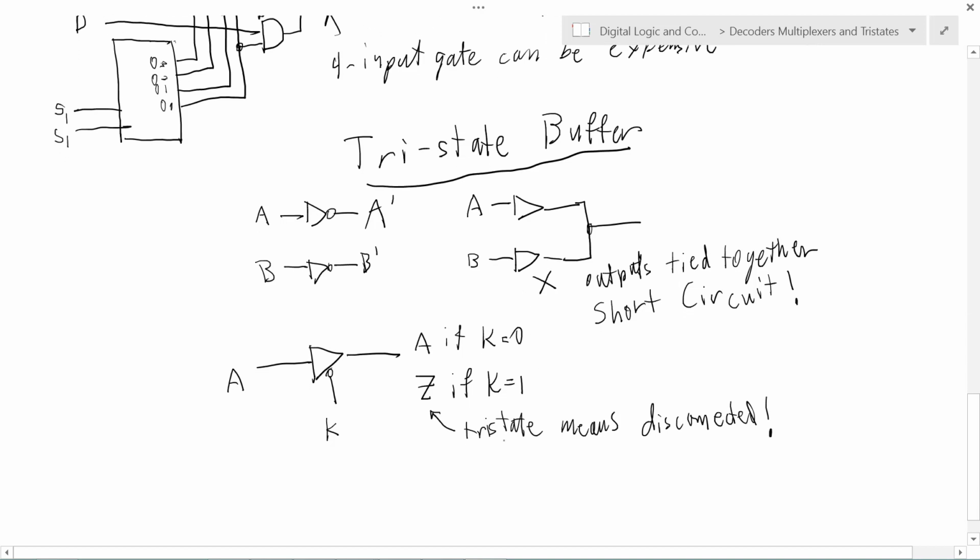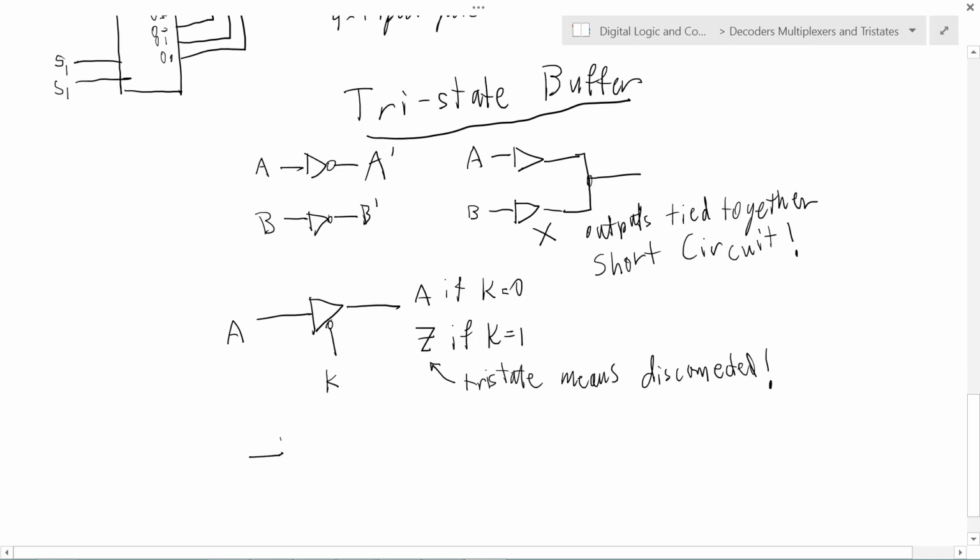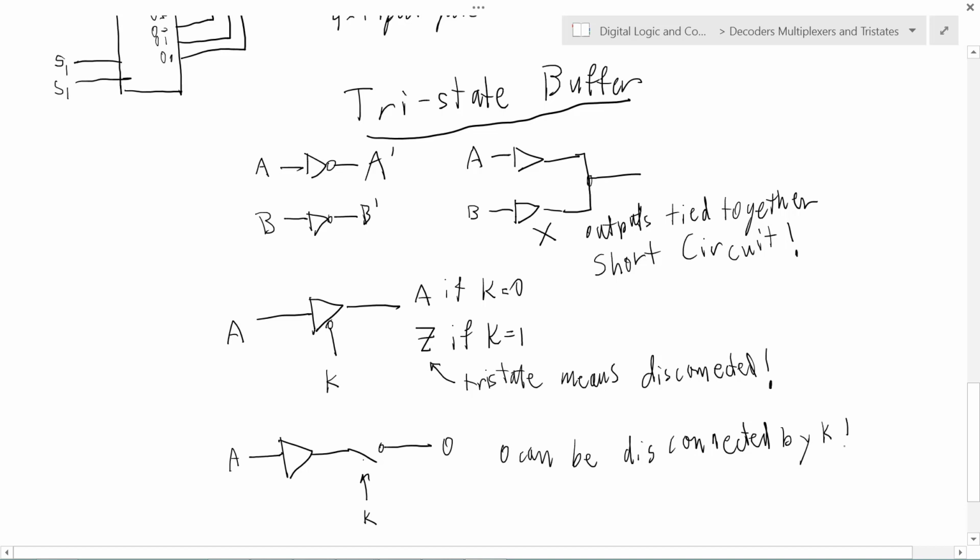A better way to represent this circuit may be to say you have a buffer and a controllable switch, where K controls this switch here, and you have input A, and then this output O can be disconnected by K. Now, what is very, very nice about this is you can connect outputs together.